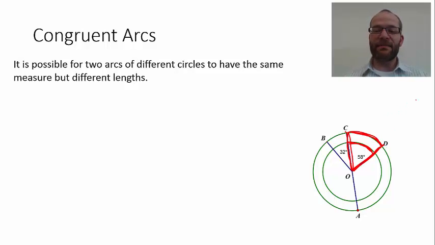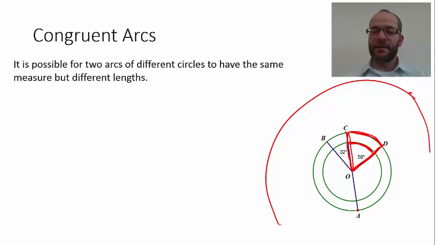Those arcs both have the same measure, but they have different lengths. And you can imagine that the bigger the circle gets, the more extreme that difference will get. That arc will get longer and longer, even though it has the same exact measure. Likewise, as you go in toward the center, a circle in here would have a very small length on an arc, even though it has the same measure.